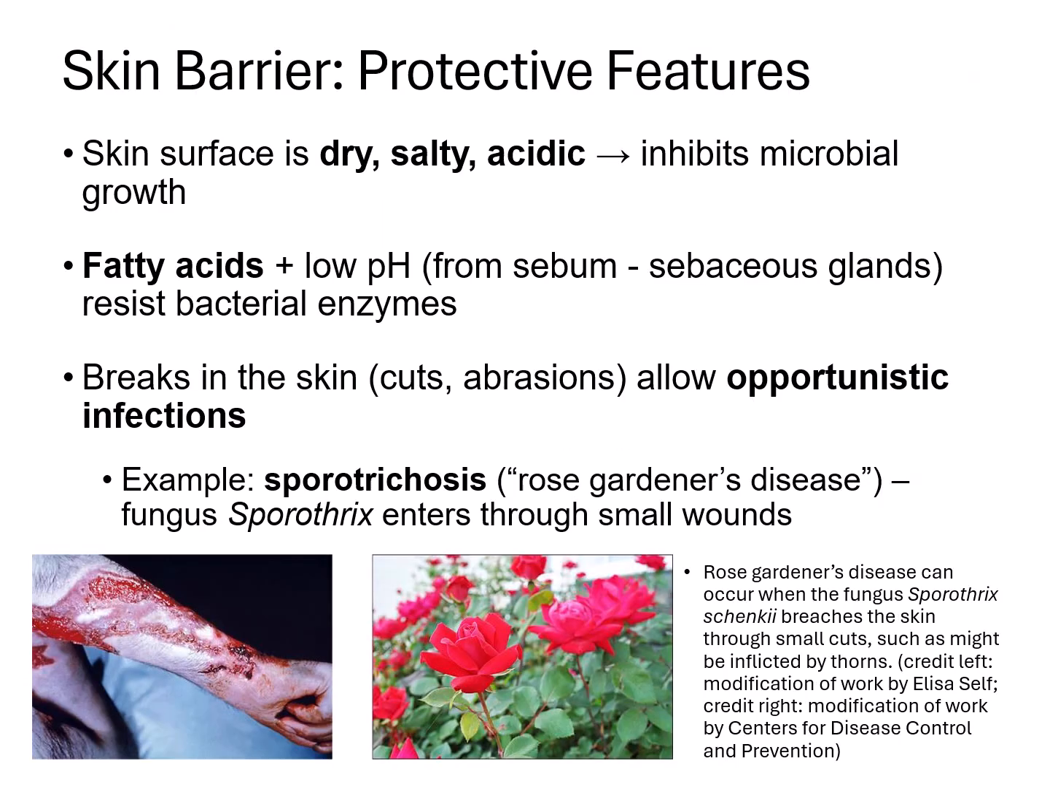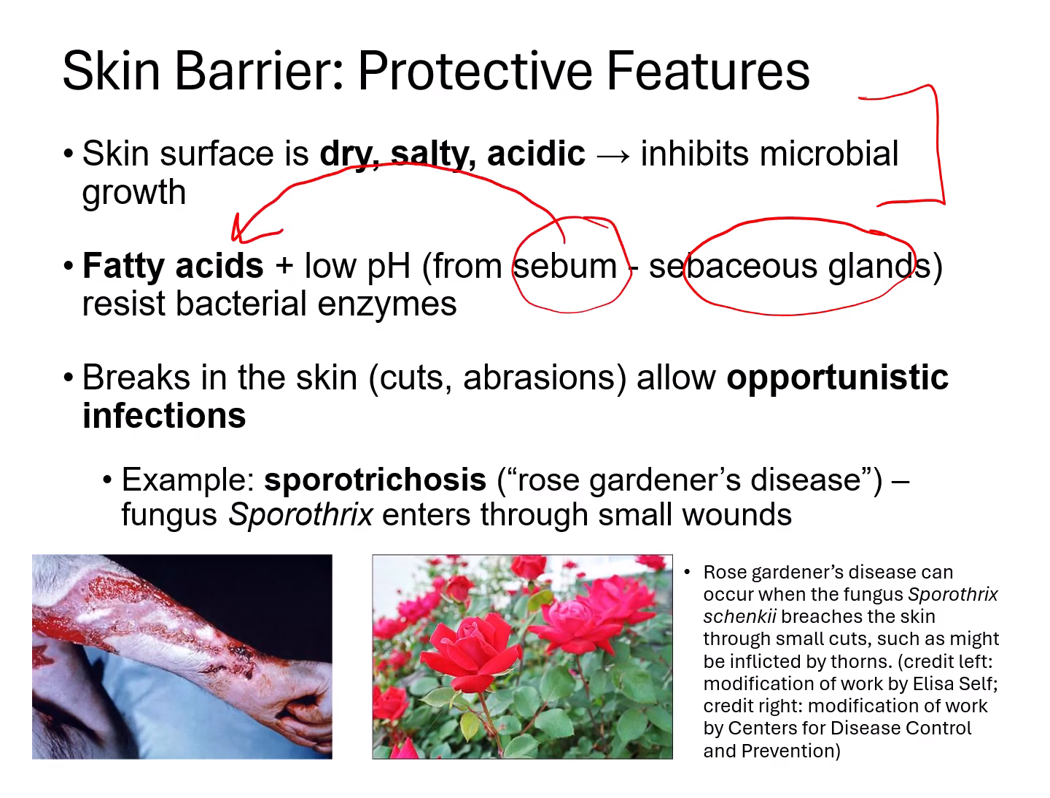The surface of the skin is dry, salty, and acidic, and these conditions inhibit microbial growth. We also have sebaceous glands that produce sebum, and sebum supplies fatty acids that lower the pH of the skin and make the environment hostile to many bacteria. But when the skin barrier is broken, pathogens can enter, like the fungus in Rose Gardener's disease called Sporothrix, which can enter through small cuts.